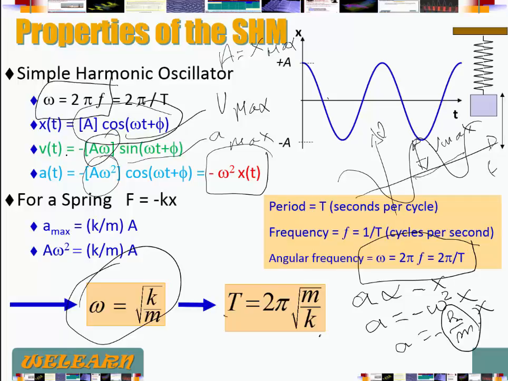v is going to be minus V max sine of omega t plus phi, with V max equal to A omega. a of t is minus a max cosine of omega t plus phi, or minus omega squared x of t. a max is A omega squared. a max for a spring mass system is also k over m times the amplitude. Omega for a spring mass system is the square root of k over m, and that allows us to get the period and the frequency.